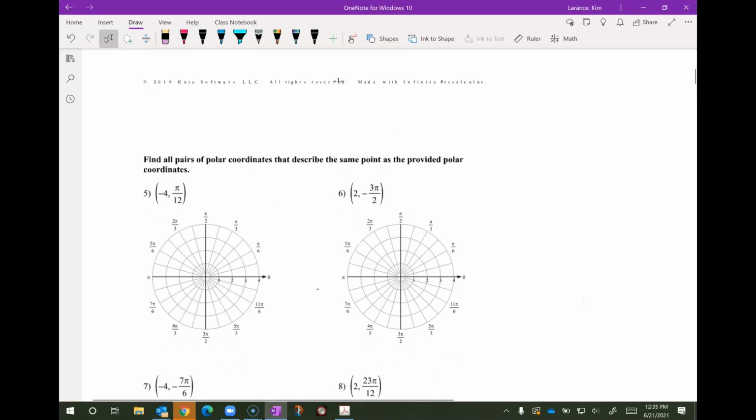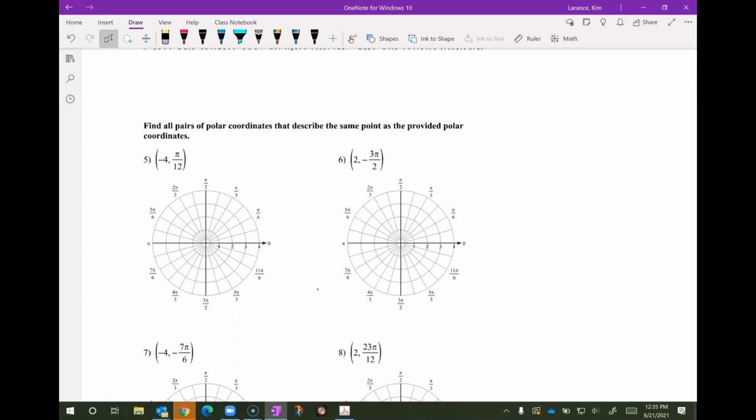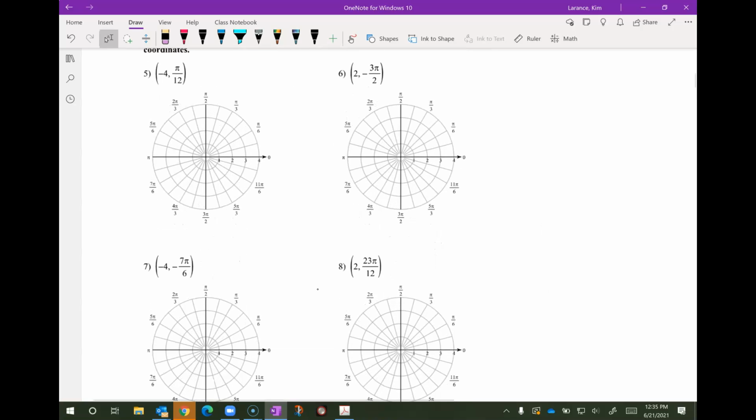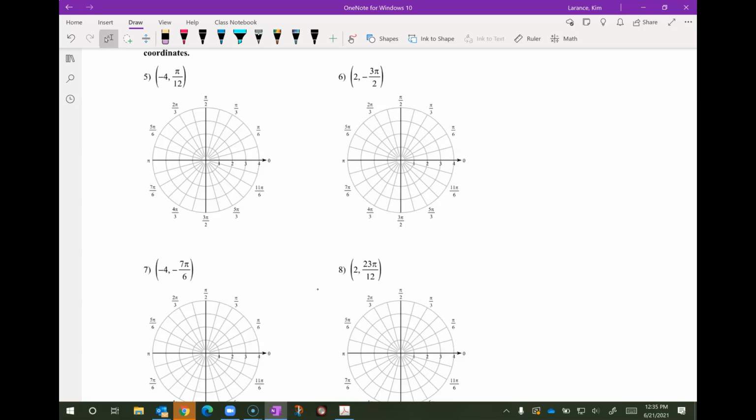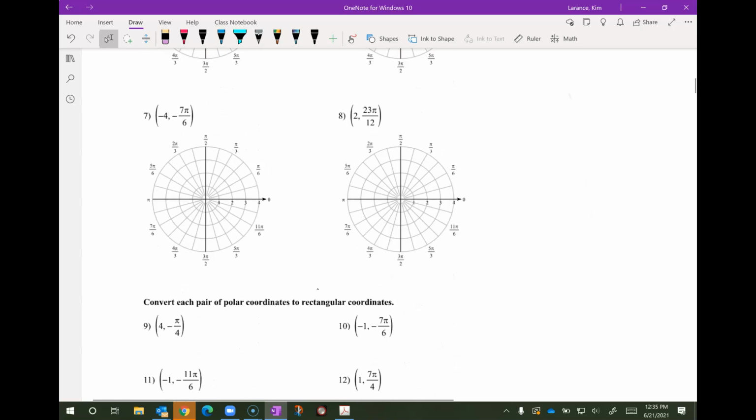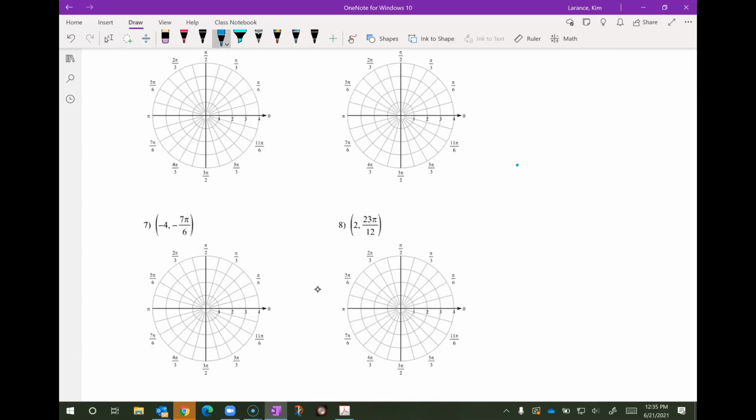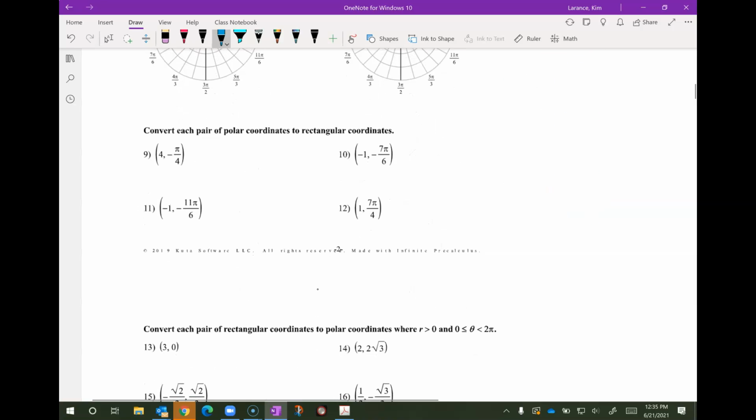Okay. Now find all pairs of polar coordinates that describe the same point. That's going to be dealing with adding 2 pi or subtracting 2 pi. And I'm not as concerned with you being able to do this. You're going to have all of the answers at the end of this, but I'm going to say don't worry about these. Okay? Now, convert each pair of polar coordinates to rectangular.